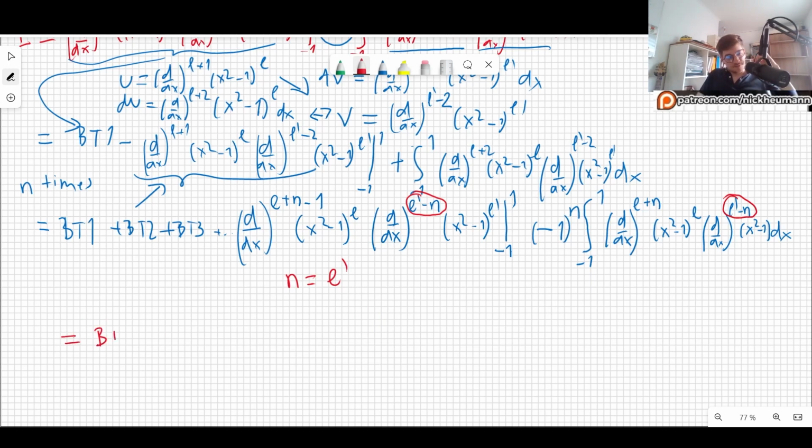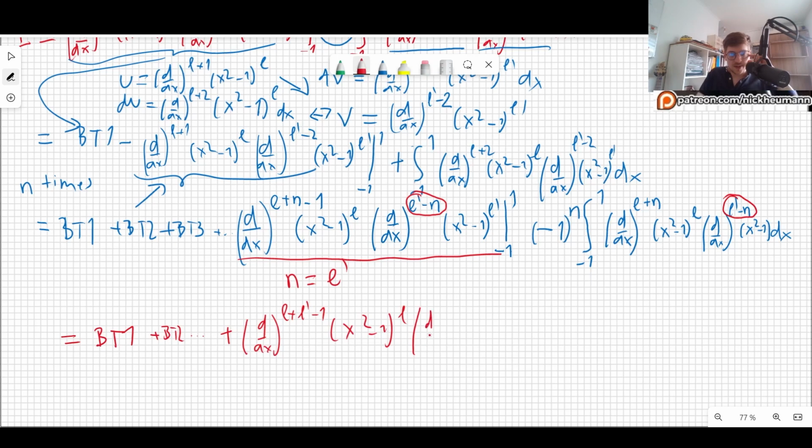So in that limit, we have all our boundary terms, right? Boundary term 1, plus boundary term 2, etc. And this is our boundary term L prime, which I will write explicitly because it's the last one, and it will give us some insight. So the last one will be the derivative L plus L prime minus 1, x squared minus 1 to the L, and then L prime minus L prime, so no derivatives, 0 derivatives. And then we are taking 0 derivatives of x squared minus 1 to the L prime, and we evaluate all of this between minus 1 and 1.